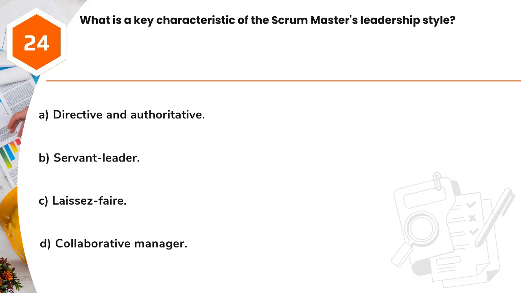Question 24. What is a key characteristic of the Scrum Master's leadership style? A. Directive and authoritative. B. Servant leader. C. Laissez-faire. D. Collaborative manager.